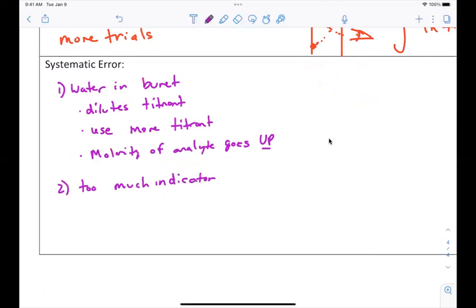2, too much indicator. Okay, you end up titrating the indicator along with your unknown. So you end up neutralizing the indicator as well, a significant amount. So therefore, it'll throw off all your data. So only 2 drops.